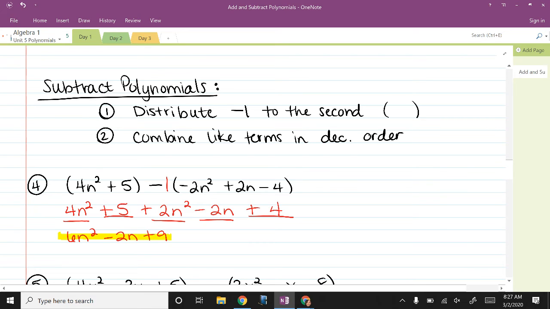So it's just one extra step between. Okay, so you just have to show 2 lines of work. That's it. So if it's a minus between the parentheses, you distribute -1 to the second parentheses and then combine like terms. Okay.